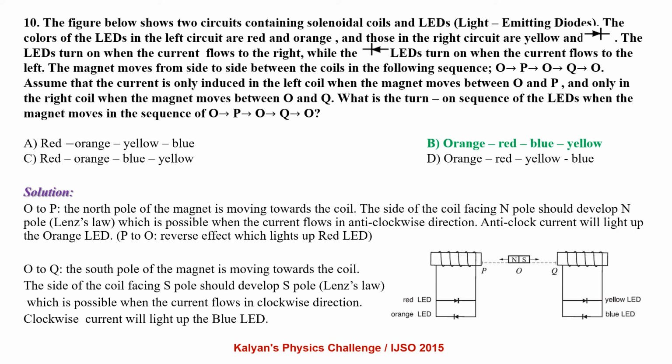When the magnet is moving from O to Q, the south pole of the magnet is moving towards the coil. The side of the coil facing the south pole should develop a south pole according to Lenz's law, which is possible when the current flows in clockwise direction. Clockwise current will light up the blue LED, and when the magnet's direction is reversed, current direction will reverse, which lights up yellow LED. So the correct option is B.